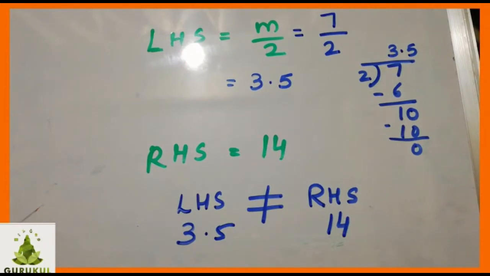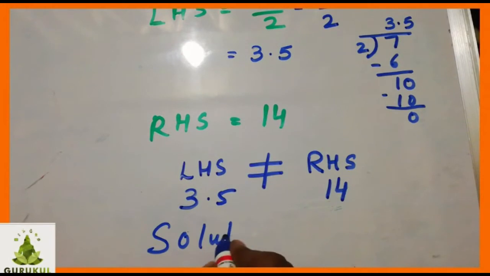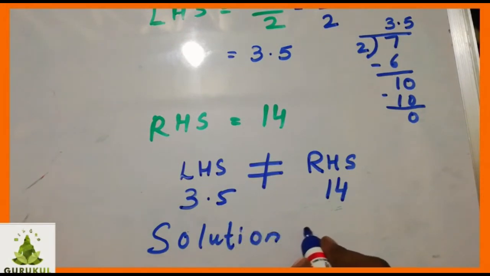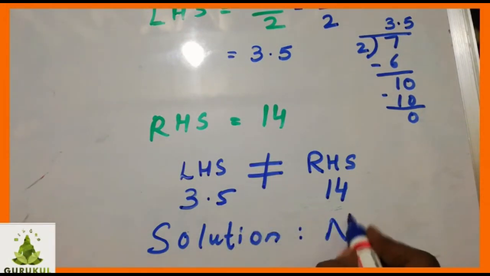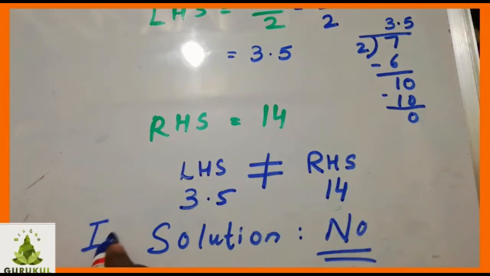They are not equal. So is it a solution? You can write it as no, it is not a solution because LHS and RHS are not satisfied. Is that clear? You can complete it this way in your notebook. So question number 3 is completed. In the next video, we will start with question number 4.